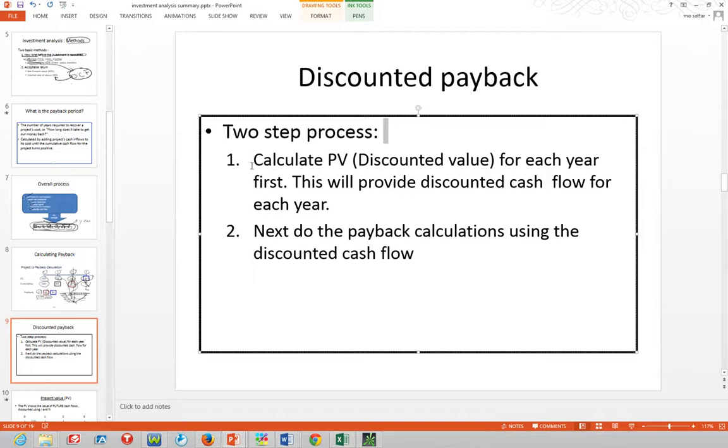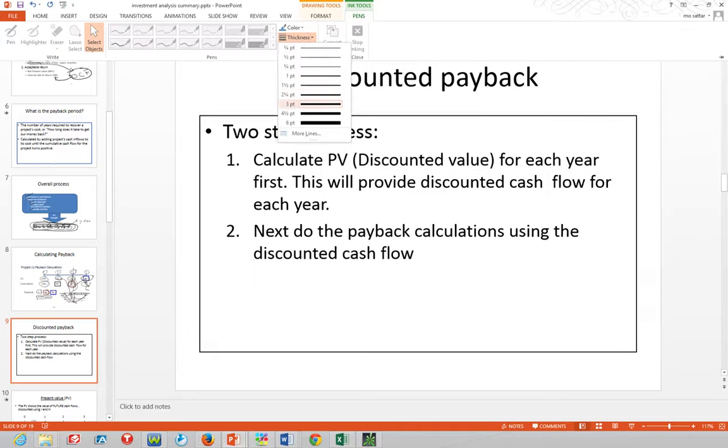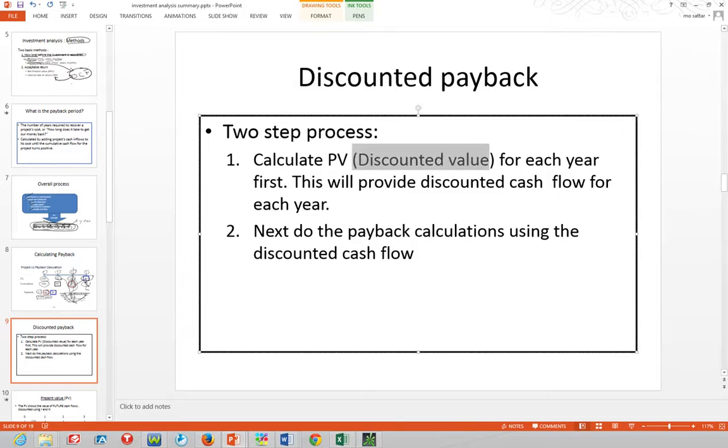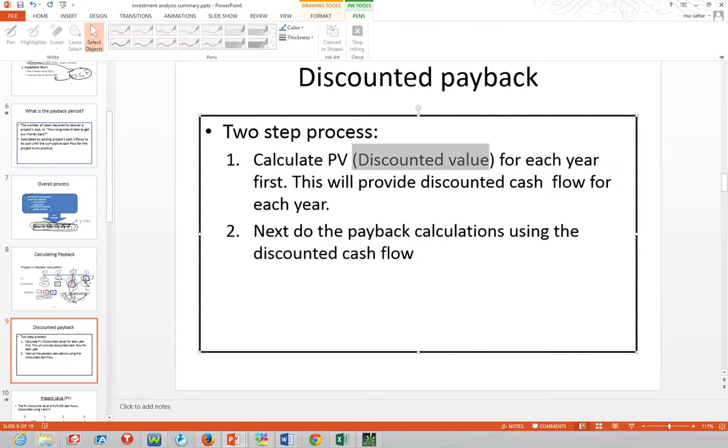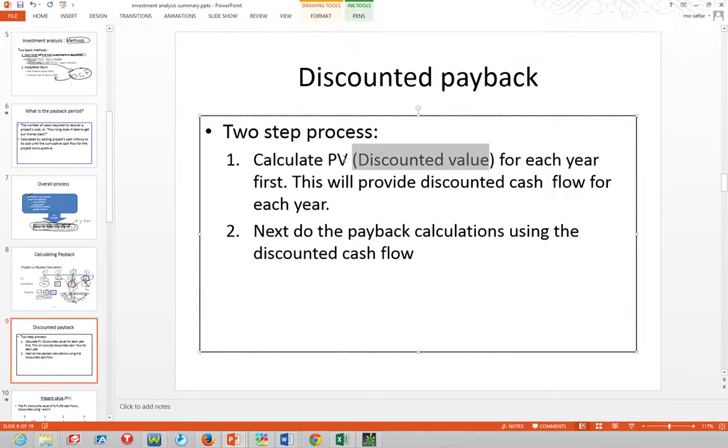We have to do it in 2 steps. First, we have to figure out the discounted value for each year. And that's what you are going to learn now. What do they mean when they talk about things in the book like DCF and time value of money? You start to get a feel for it. So let's talk about discounted cash flow.